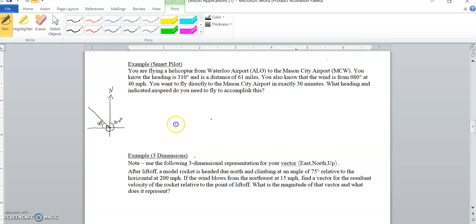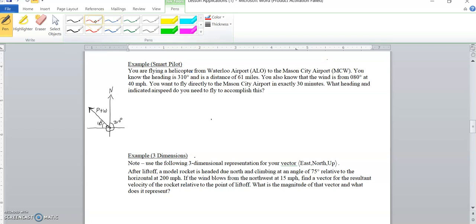But that vector itself, we would call P plus W. The reason we're calling it P plus W is that after we account for the wind and the direction and speed of the helicopter, as well as the speed and direction of our wind, our resulting vector of where the helicopter is heading needs to be in that 310 degree mark so that we eventually land in Mason City and not somewhere else. Let's see, what else do we know?